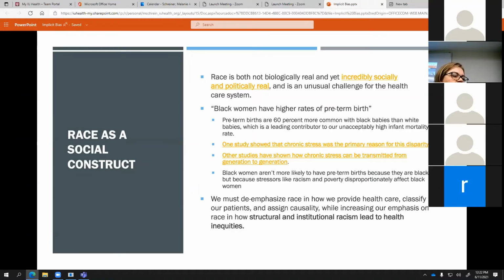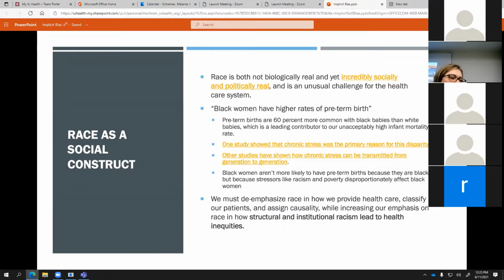And then other studies have shown that that stress can be transmitted from generation to generation. And we've really started to talk about the role of epigenetics when we talk about shared trauma or generational trauma. I think this is a great example of that. So the thought is that when you're looking at race as a social construct, Black women aren't more likely in and of their innate selves to have that higher preterm birth rate, but they are more likely to experience it because of stressors like racism or poverty or lack of access to care that disproportionately affect the population that they've been identified as being a part of.